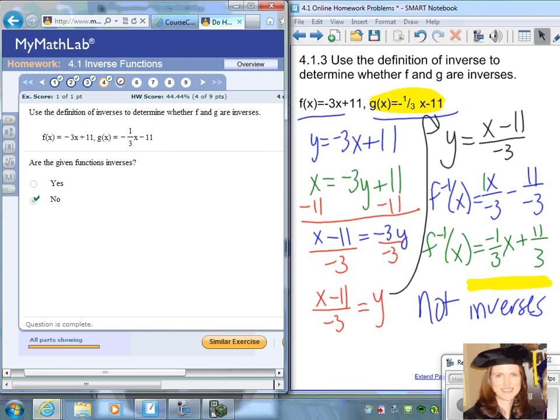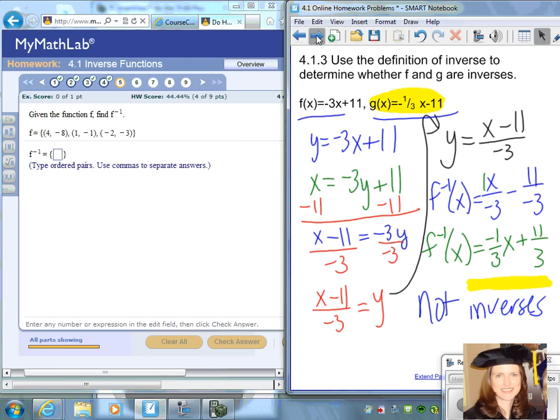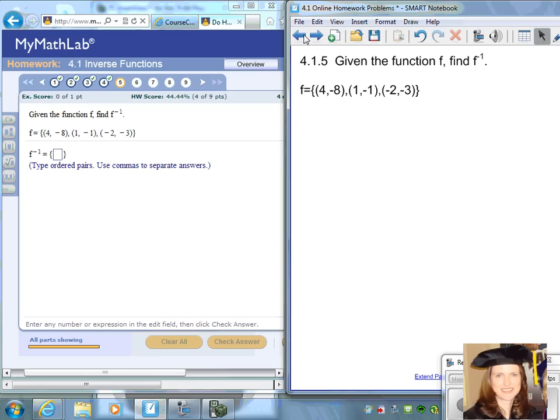Let's look at number 5. For this question, we're given a function f, and we want to find f inverse of x. Well, remember when you're doing the 4 steps of finding an inverse, the second step is to interchange the x's and the y's. You're going to do the same thing when you're finding the inverse if you're given a list of points. So you're going to use squiggly brackets for the set.